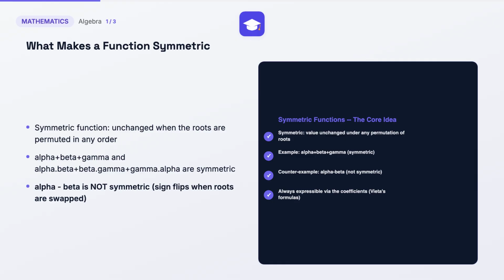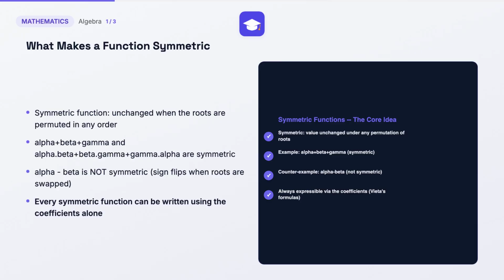The genuinely powerful fact is that every symmetric function of the roots can always be expressed purely in terms of the coefficients of the original equation, through the elementary symmetric functions: the sum of roots, the sum of products taken two at a time, and so on, without ever needing the root values themselves.